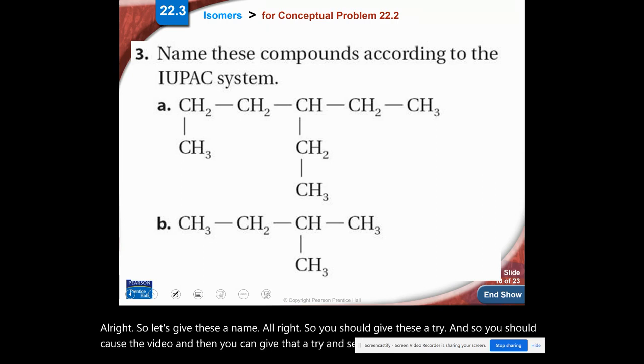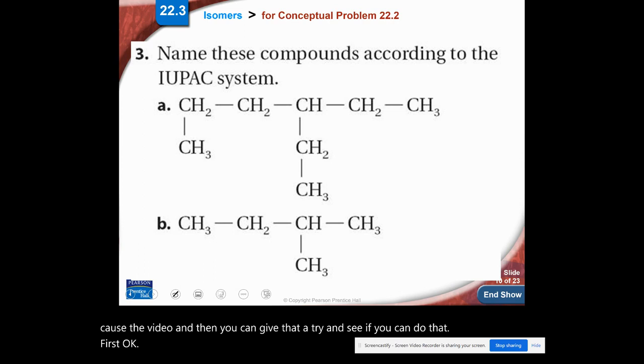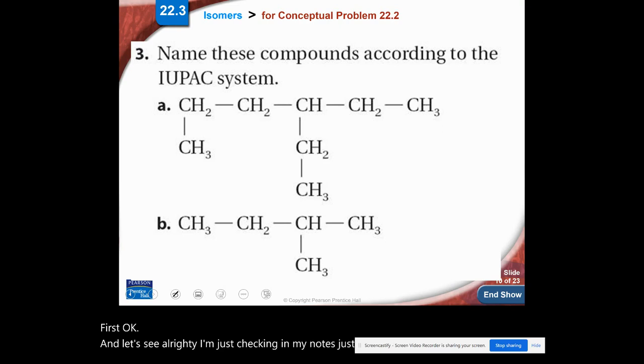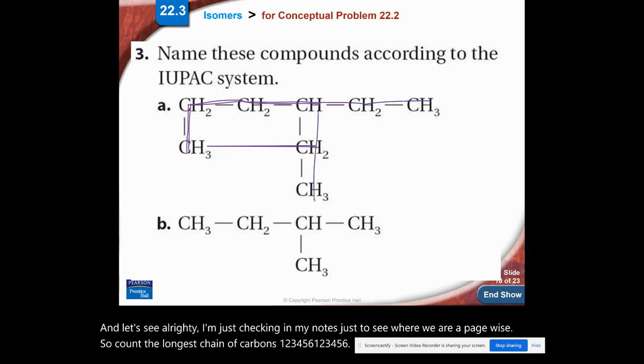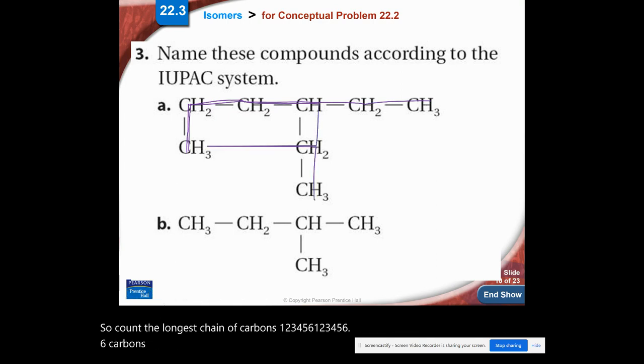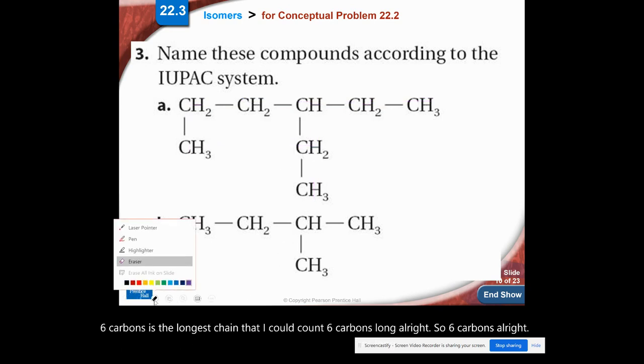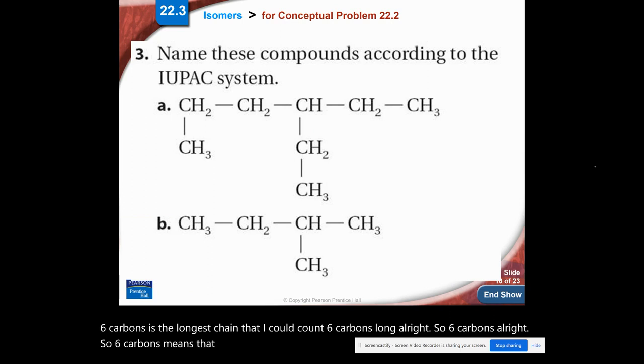Okay, let's see. I'm just checking in my notes to see where we are page-wise. Okay, so count the longest chain of carbons. 1, 2, 3, 4, 5, 6. 6 carbons is the longest chain that I could count. So 6 carbons means that I have hexane.